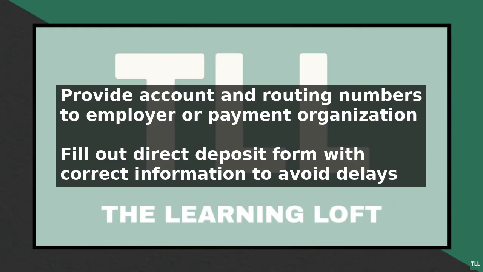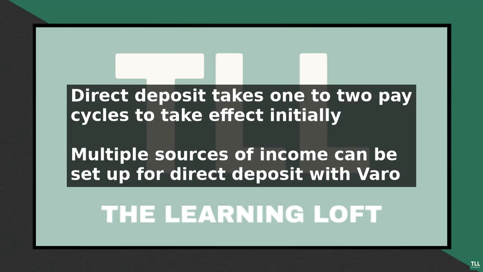Be sure to double check that you have entered the correct information to avoid any delays or issues with your direct deposit. Once you have provided the necessary information to your employer or the organization making the payments, they will take care of the rest. It may take 1 to 2 pay cycles for the direct deposit to take effect. So be patient and continue to monitor your account to ensure that the payments are being deposited correctly.